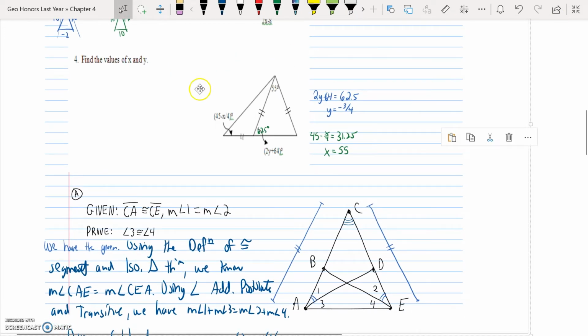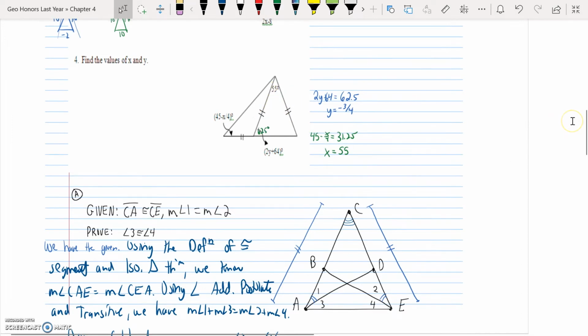Next problem. We have two isosceles triangles. First one here on the right, we have the angle of 55 degrees, which means that the other two angles would have to add up to 125 degrees. Take 180 minus that to get these two angles. So this 2y plus 64 will set equal to 62.5 to get y equals negative 3/4.